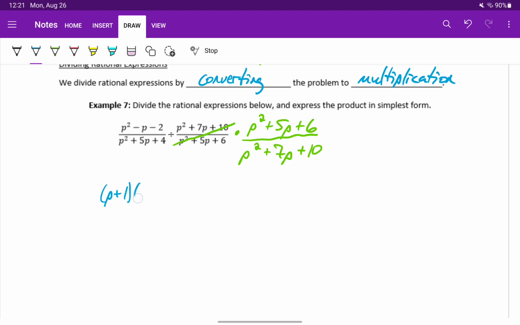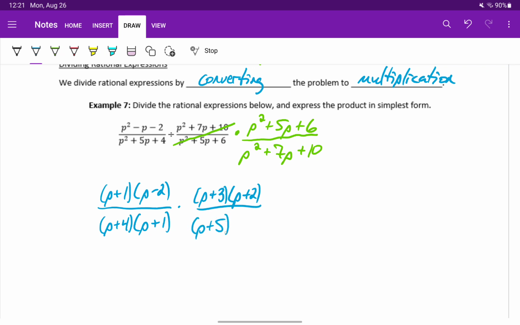We'll start by factoring the first rational expression, which will factor as p plus 1, p minus 2, over p plus 4, p plus 1. Now we'll factor the second rational expression, but we'll focus on this flipped expression. So p² plus 5p plus 6 will factor as p plus 3 times p plus 2. And that will be over p plus 5 times p plus 2.